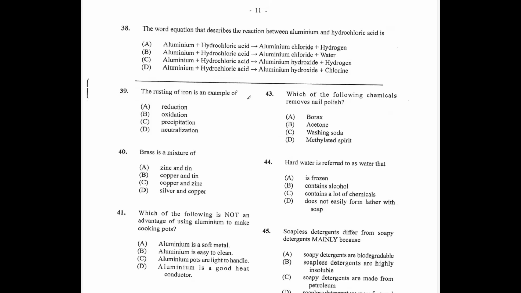38, the word equation that describes the reaction between aluminum and hydrochloric acid is, we need to make a salt and hydrogen, so A is the answer. 38 is A. The rusting of iron is an example of oxidation. This is a very, very well-known oxidation example. Brass is a mixture of copper and zinc. It's an alloy.